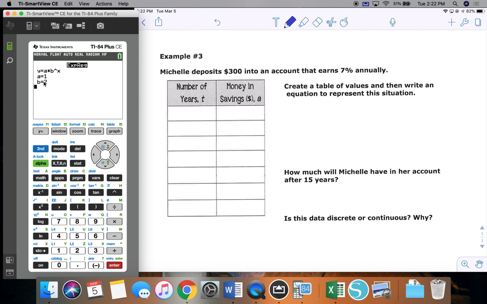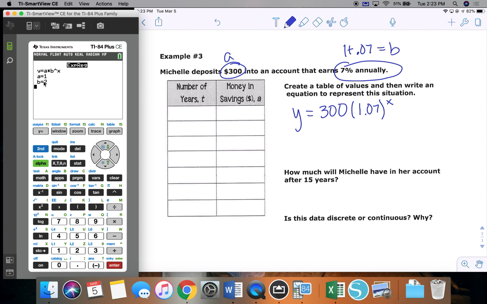Example 3, Michelle deposits $300 into an account that earns 7% annually. Create a table of values and write an equation. So I'm actually going to go backwards. I'm going to write the equation and then use that equation to do my table, because I know that I start with $300, that's my A value, and then 1 plus 0.07 is going to equal my B value.